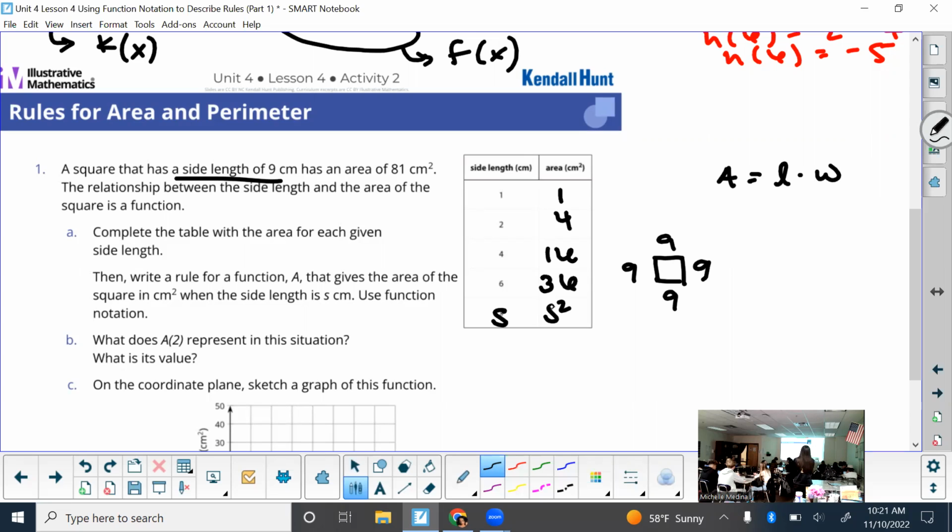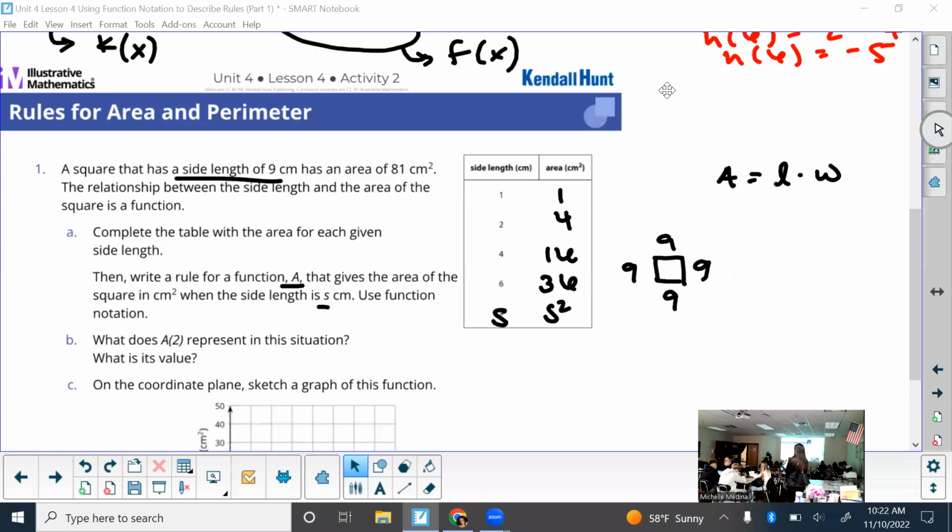So great. Now make the rule for that. And it wants the function to be A. And it wants to give the area of the square when the side length is S, using function notation. So see if you can do that for a second. All right, you can take a shot at the function notation part of this. What's the function name, I guess you could say? What do they want us to call the function?